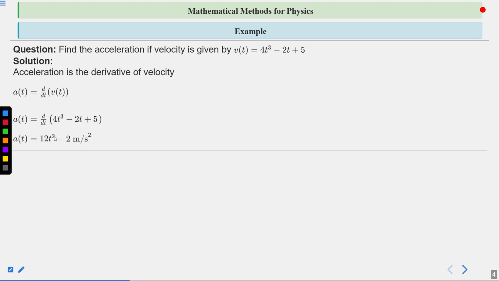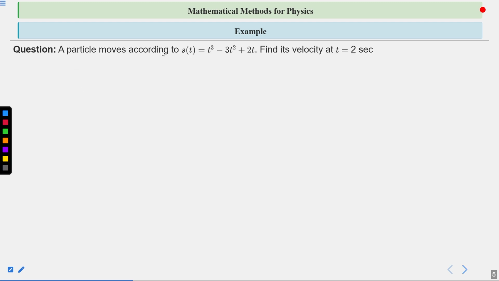So, a of t is what? Now, the derivative: 3 multiplied by 4 is 12, and 3 minus 1 gives t square. So, 12t square, minus the derivative of t, which is 1. So, it will be minus 2, and 5 is a constant. The derivative of a constant term is 0. So, the acceleration is 12t square minus 2 meter per second square, and meter per second square is the unit of acceleration. Clear? This is the unit of acceleration.